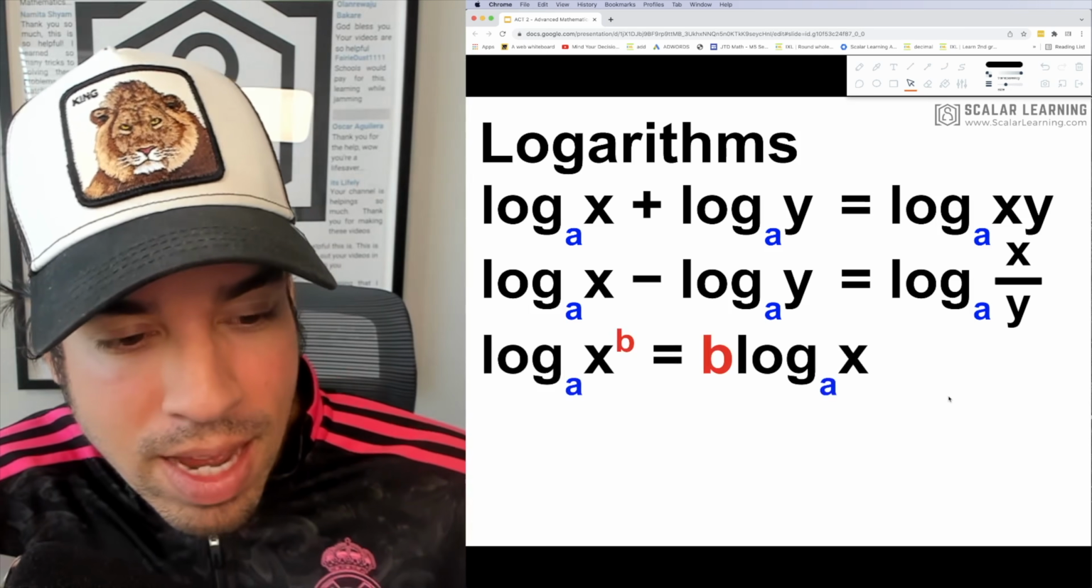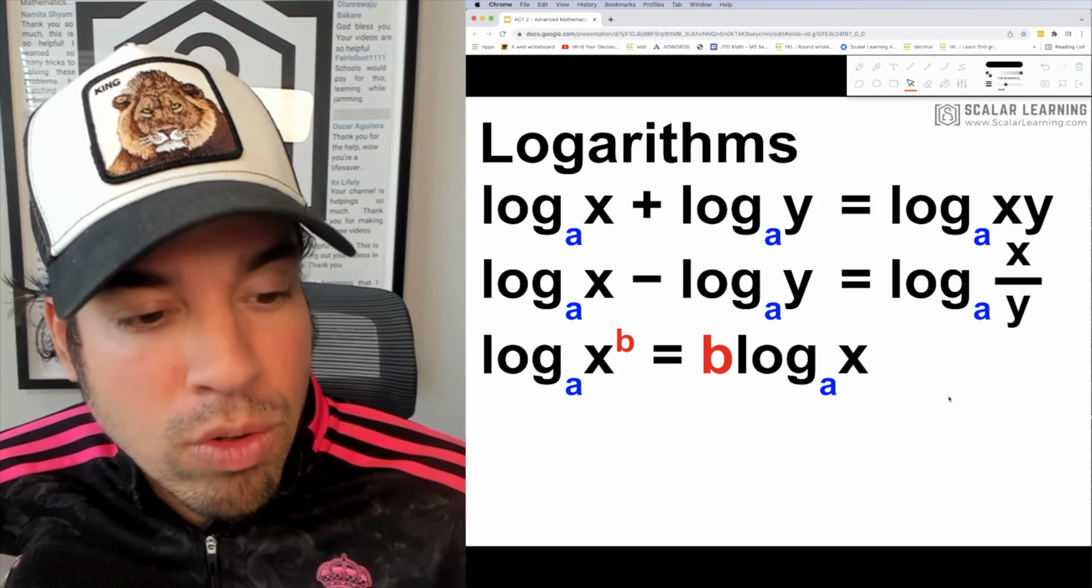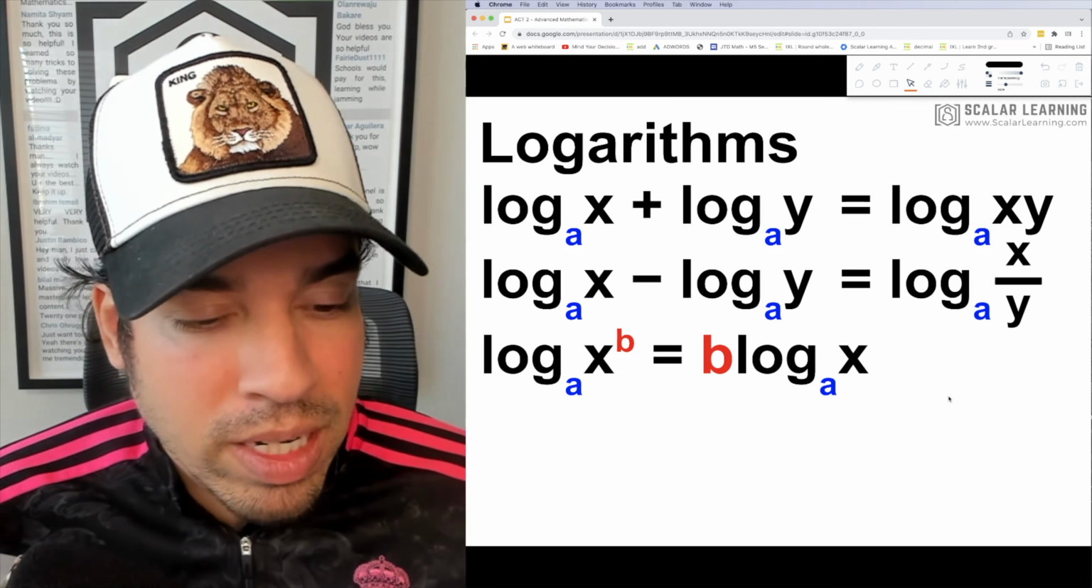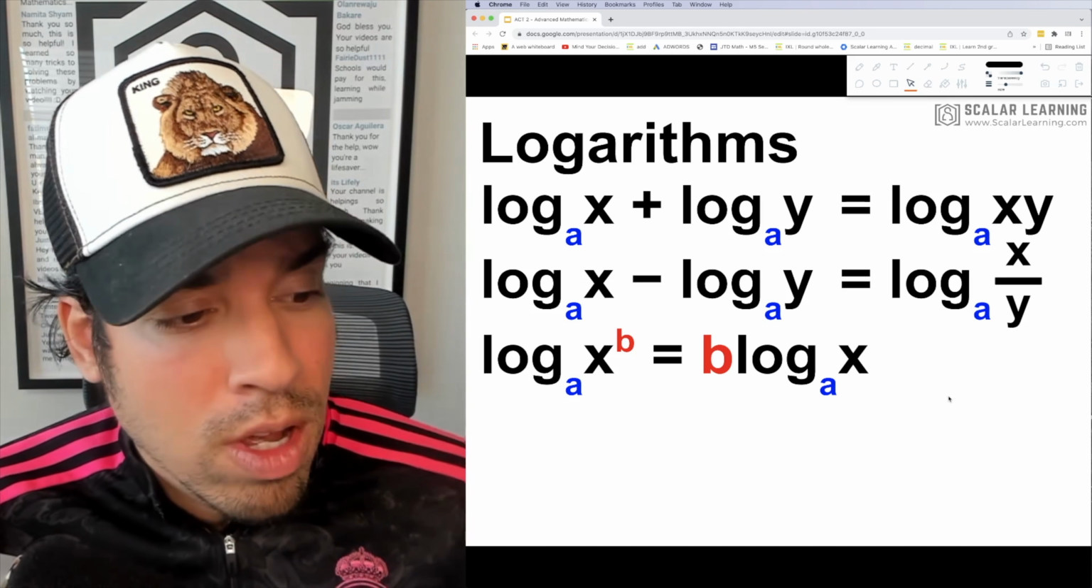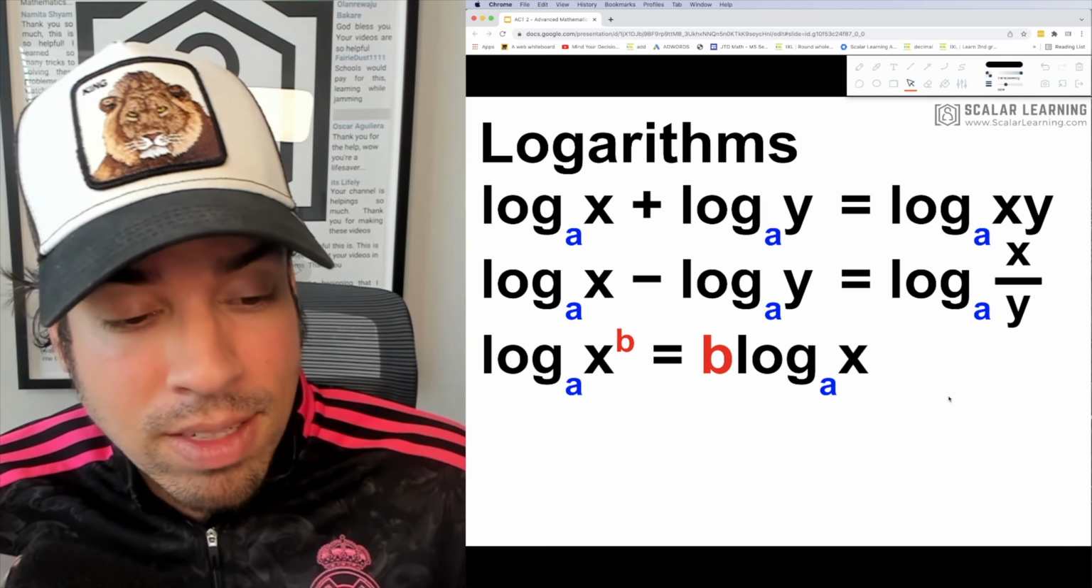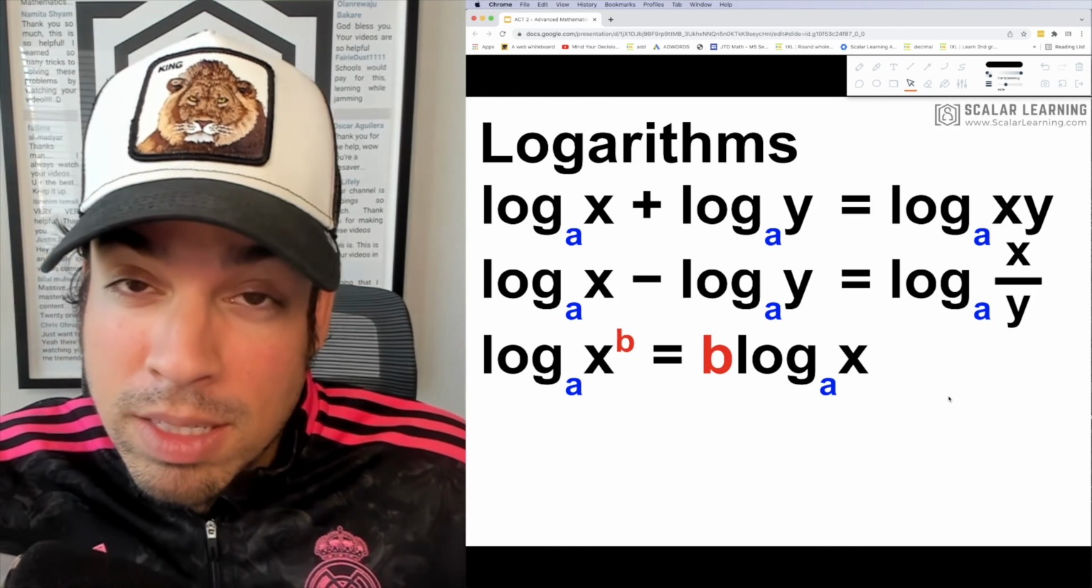Another rule is if we have an exponent on top of that x value, it is the same thing as if we bring it down in front of the log. So log base a of x to the b is the same as b times log base a of x.